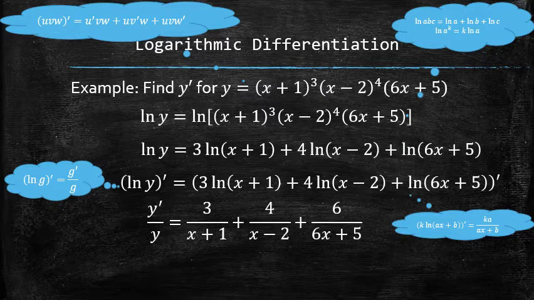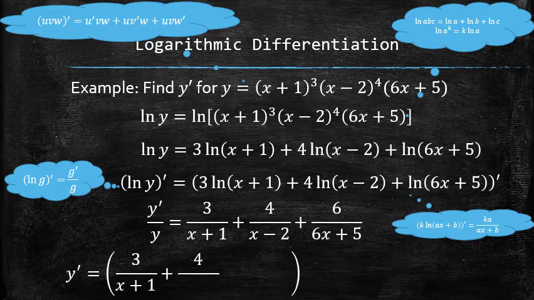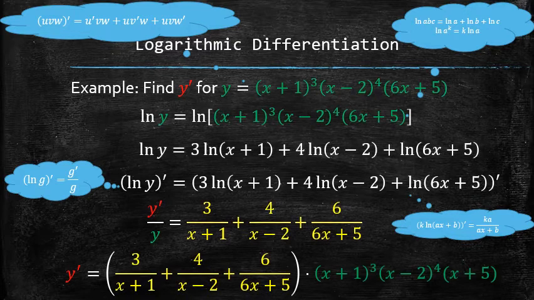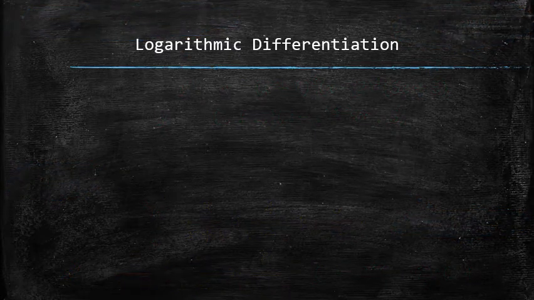Remember that the original goal was to find the y prime, so we isolate it by multiplying both sides of the equation by y. Finally, we replace the y with the original explicit definition of the function and get the explicit expression for y prime. This differentiation technique is called logarithmic differentiation.